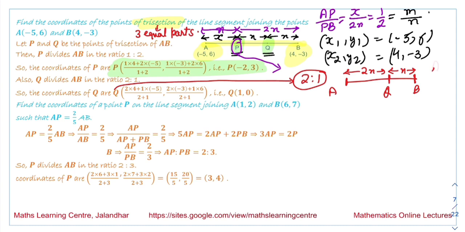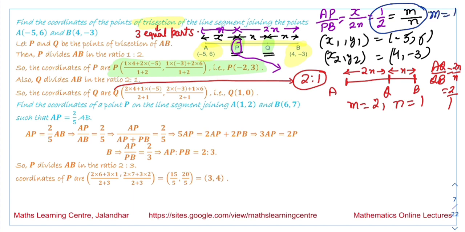So what we get is that AQ is to QB, that is equal to 2x over x, that is equal to 2 over 1. So value of M we have it is 2 and value of N we have it is 1. In this case, we were having M is equal to 1 and N is equal to 2. So when we substitute these values in this formula, we will get the answer. These calculations you can try on your own, and you will get the answer as the point Q is 1, 0.